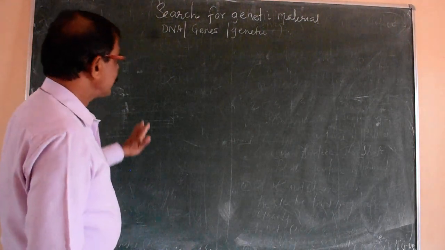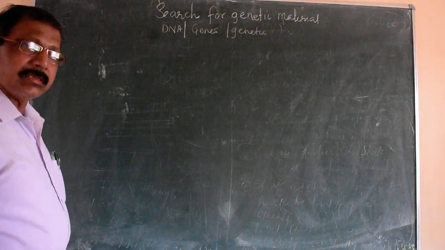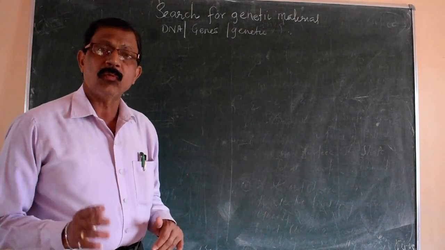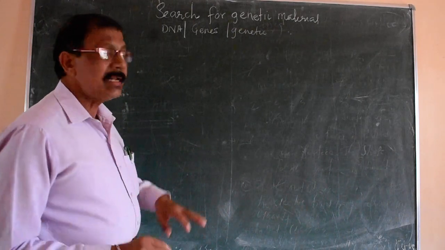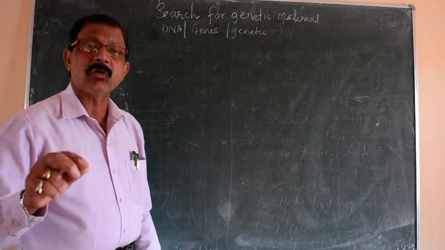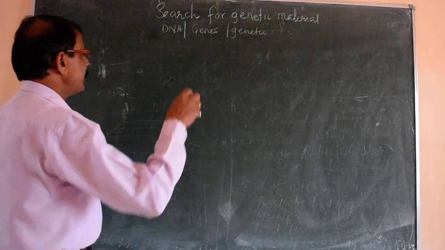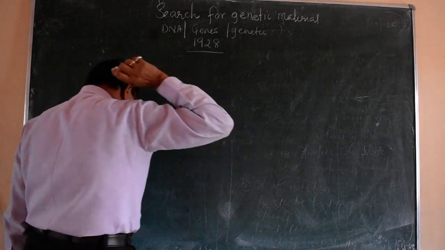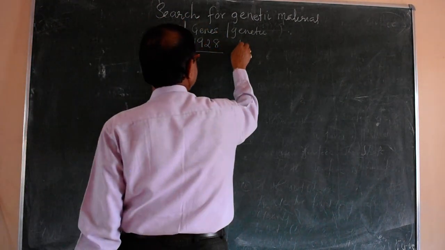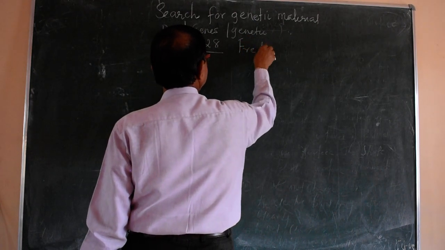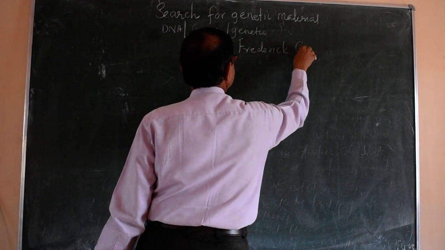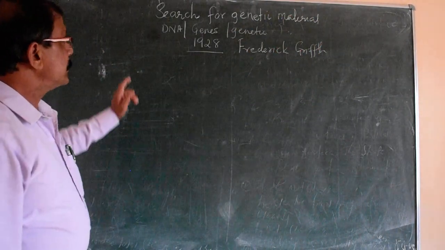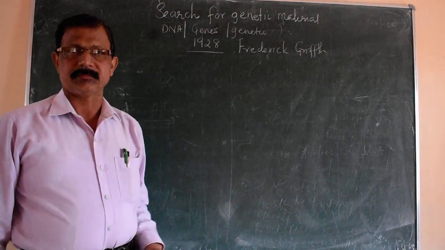But as far as this topic, search for genetic material, is concerned, many scientists came forward and put forward their own concepts regarding DNA as a genetic material. In 1928, one of the eminent scientists, Frederick Griffith, first attempted the search for genetic material.